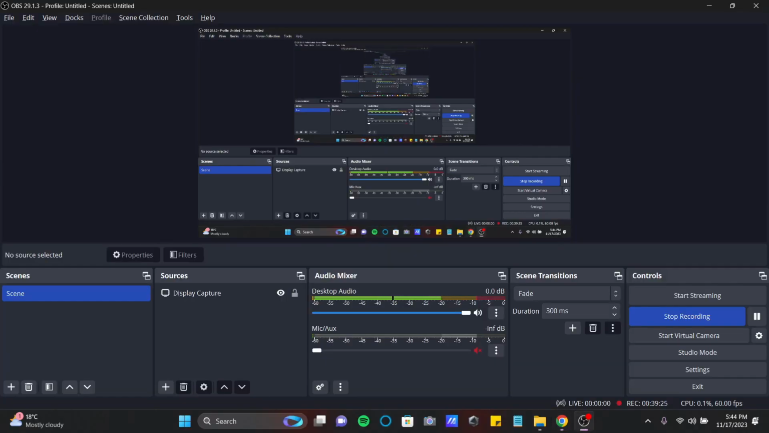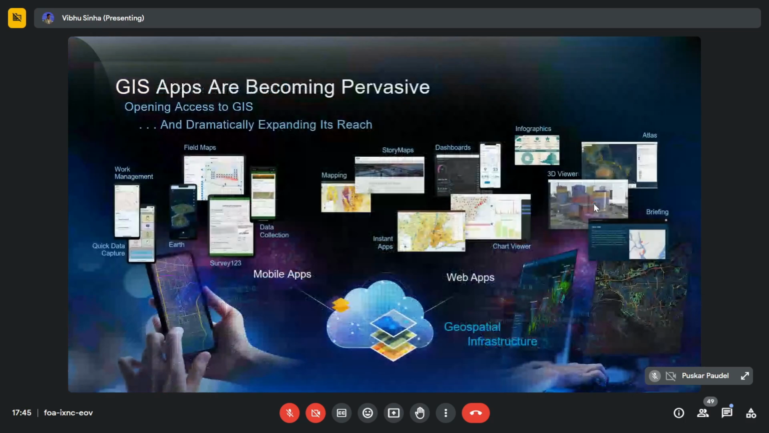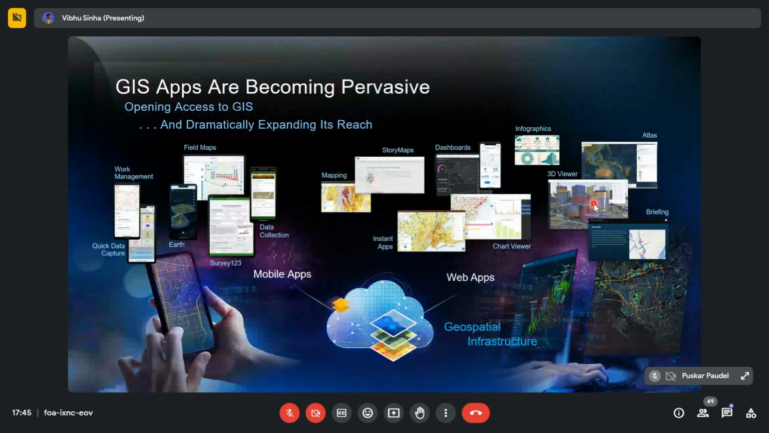But to solve that, you need to understand your cities better, and you need to understand them in the language of a digital twin, so that you know what is where. I just talked about GIS apps becoming pervasive. So these are some of the apps which we have seen.